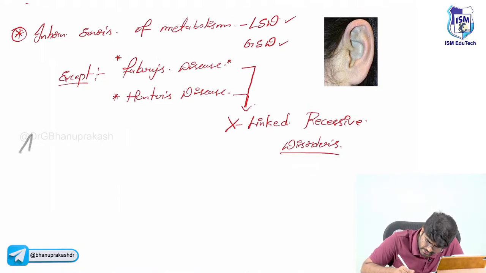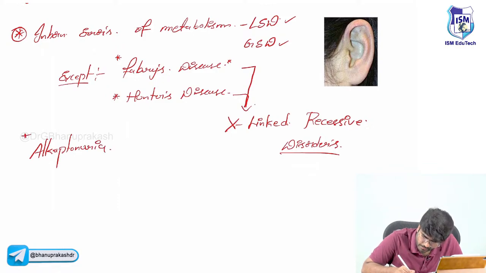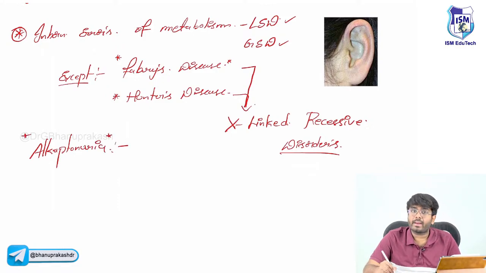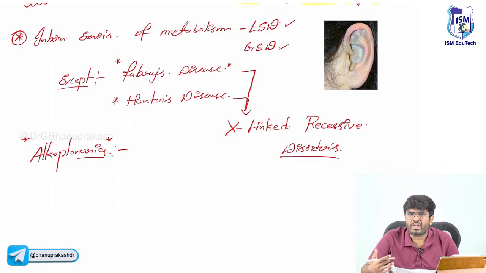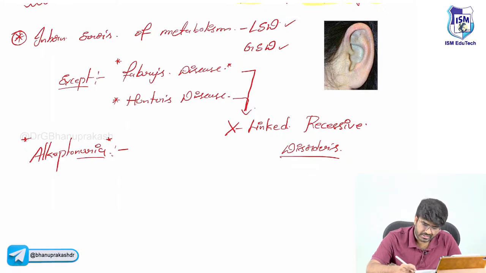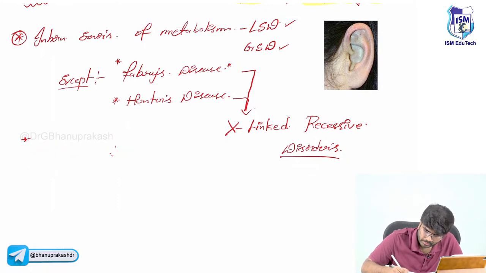First, let's discuss a condition called alkaptonuria. In this condition, what is the enzyme deficiency? Sorry, first let me discuss phenylketonuria, not alkaptonuria. In phenylketonuria, the patient is going to have mousy odor urine.